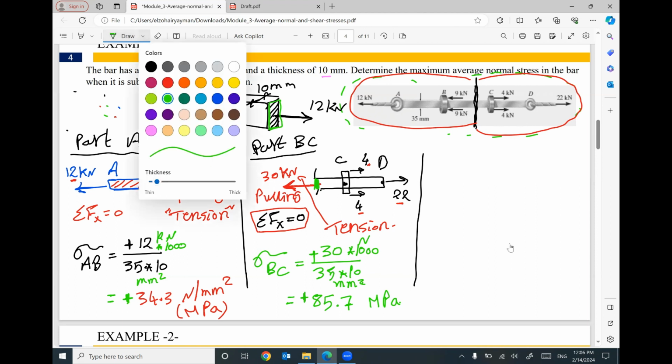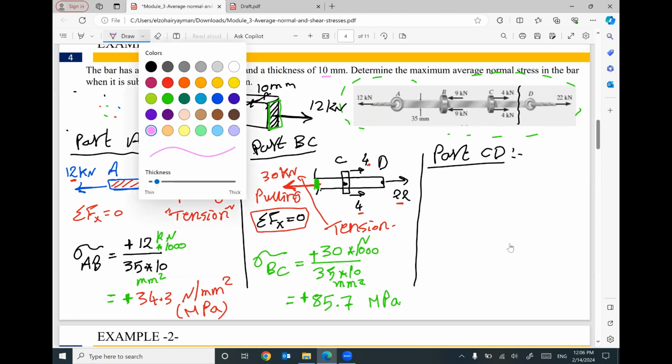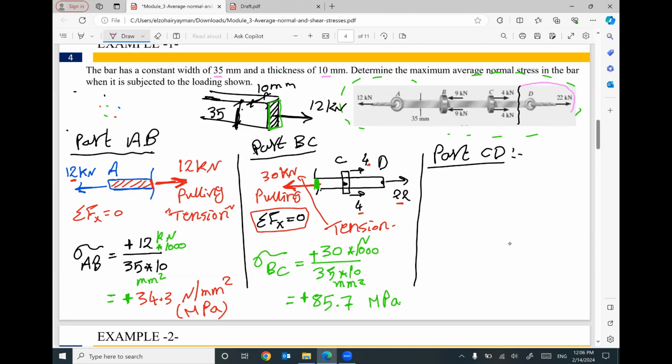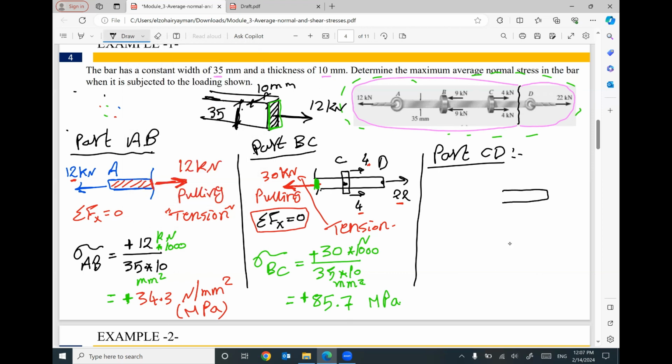The last part that I have to consider is part CD. So I will do the engineering mechanics part first. I will make a cut in part CD. I have two options, both of them correct. I can use the right part, which is the little one, or the left part, which is very big. Both of them will give you the same answer. So I'm going to use the right part. Here is the right part, here is your cut, and here is point D.